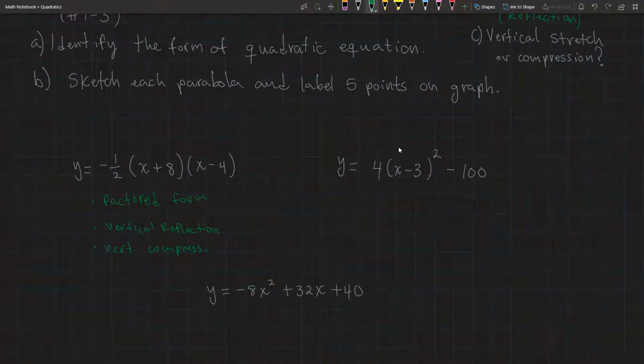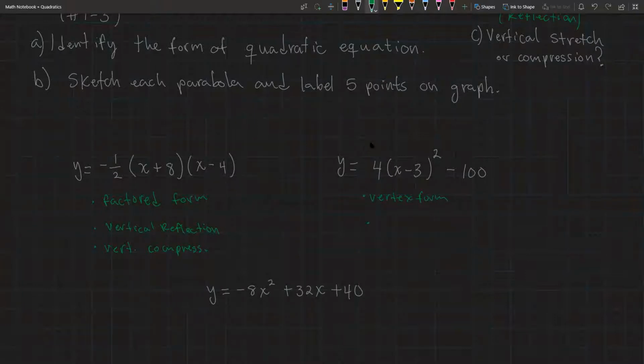Next, what do you recognize this form to be out of the three forms? Immediately, I recognize the something squared. It's a perfect square, not like this something squared with the 32x. So I recognize that this is vertex form. The easiest thing to find here is the vertex. Next, I look at the vertical scale.